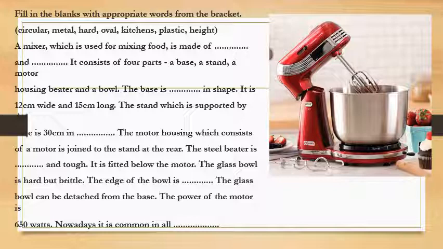You can also use it to beat eggs. So, they've given you some words in the bracket: circular, metal, hard, oval, kitchens, plastic, height. Now pause the video and try to fill in the blanks.